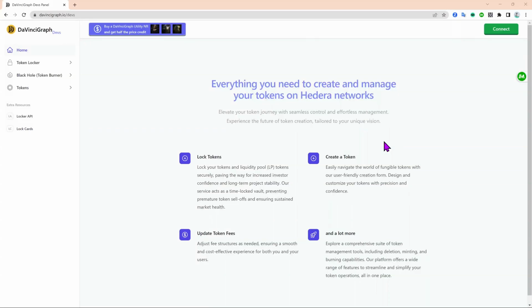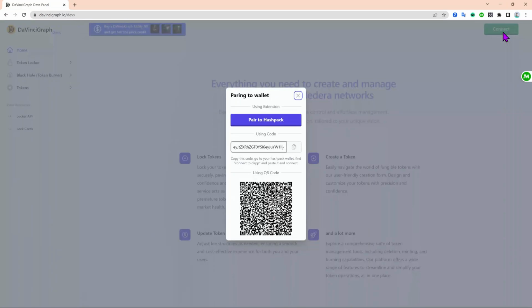Welcome back, fellas. Today, we create a token using DaVinciGraph dev tools. Connect your gorgeous HashPack wallet.